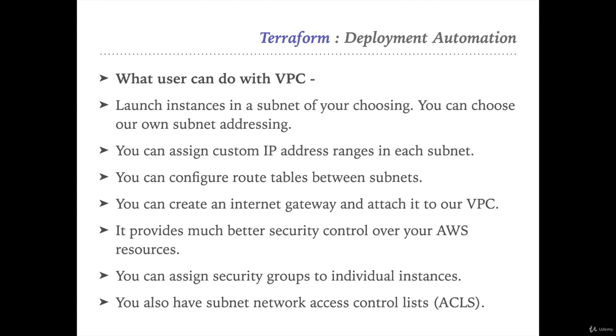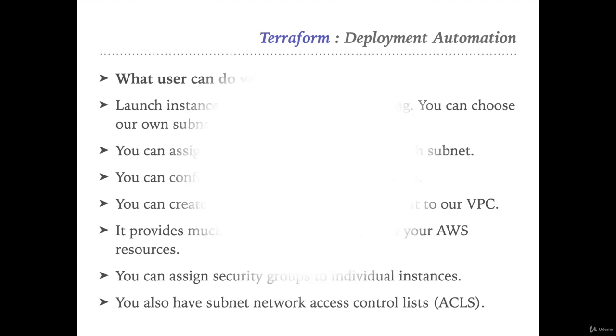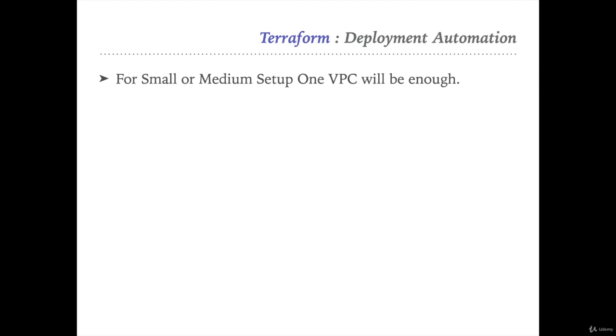User also has the subnet network access control list, which is called ACLs. ACLs define the control at the subnet level inside the VPC, which makes the VPC more easy to use. For a small or medium setup, one VPC will be enough. If you are working in a small or medium size organization where we have customers or users between 10 to 5000 or something like that, one VPC will be very enough for our organization, right?